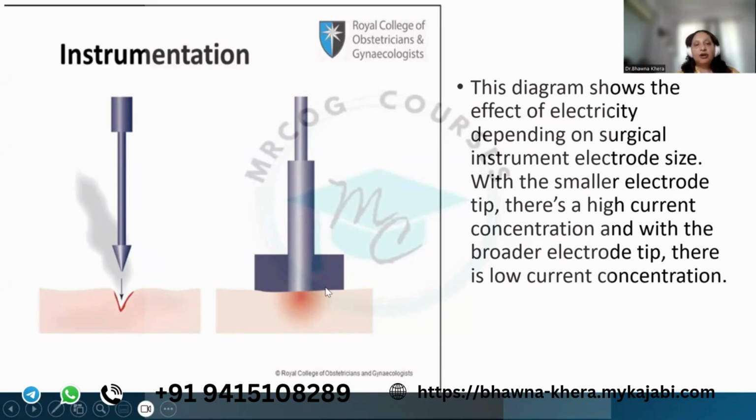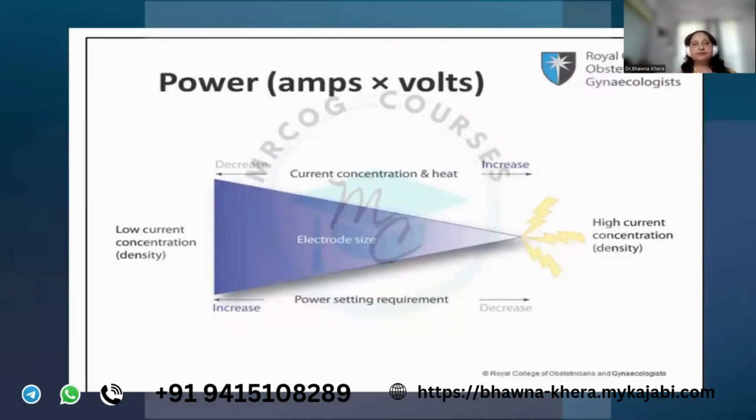Now this is the broader electrode. So broader electrode means it is spreading over a certain area. So heat is dissipating over the certain area. So that will not cut, right? That will coagulate. So that will be spreading out. This diagram shows the effect of electricity depending on the surgical instrument electrode size. With the smaller electrode tip there is a high current concentration, and with the broader tip there is a low current concentration. More surface area, density reduces.